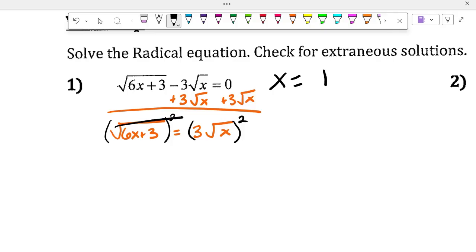So this radical completely goes away. This will be 6x plus 3. Now, the power rule gets invoked on the right side. So we have to make sure that we square the 3 as well as the square root of x. So in other words, we end up with 3 squared, and then the square root and the square cancel each other out for the x. So this will be 6x plus 3 is equal to 9x.